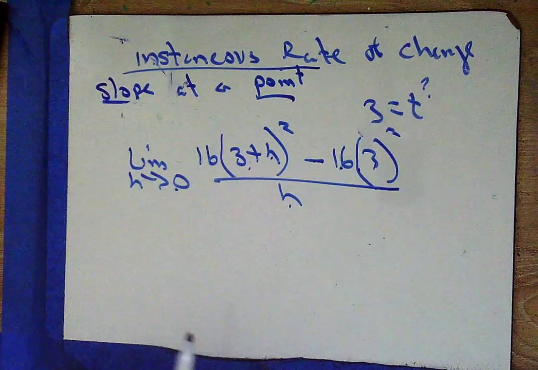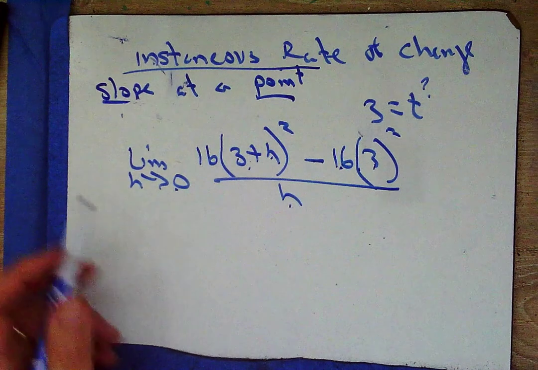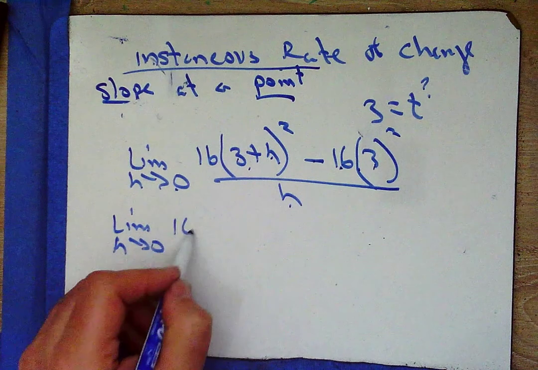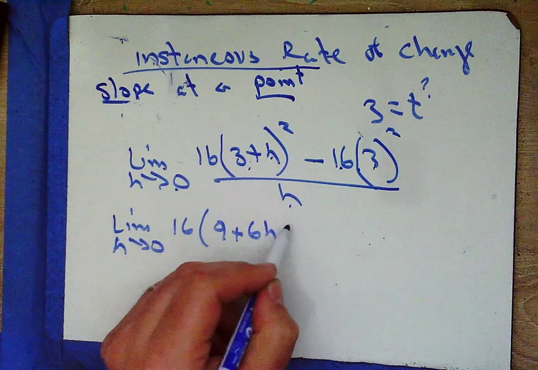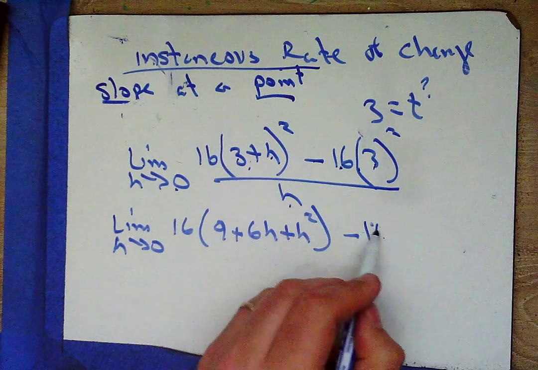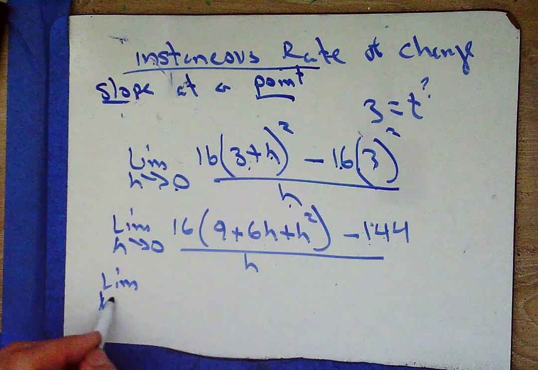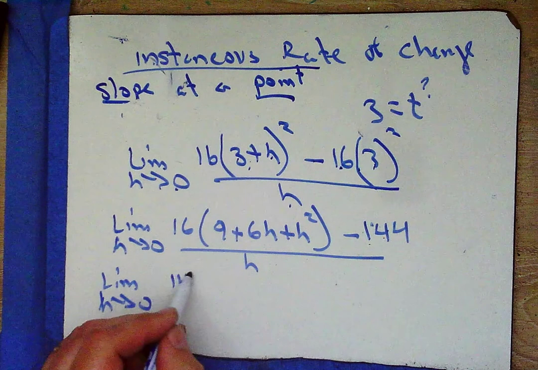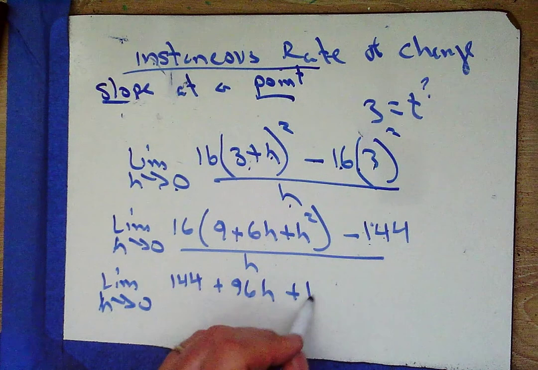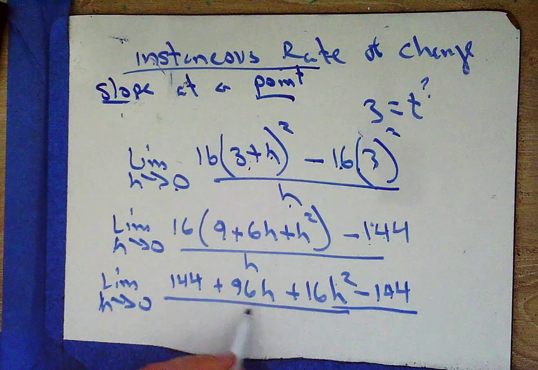Here's another time when direct substitution does not work. So let's do some algebra. The limit as h heads to 0 of 16 times (9 plus 6h plus h squared) minus 144, all over h. And that's going to bring me to the limit as h approaches 0 of 144 plus 96h plus 16h squared minus 144, all over h.